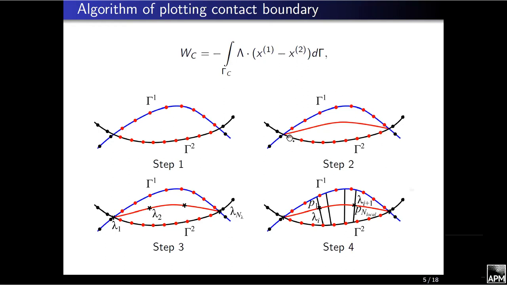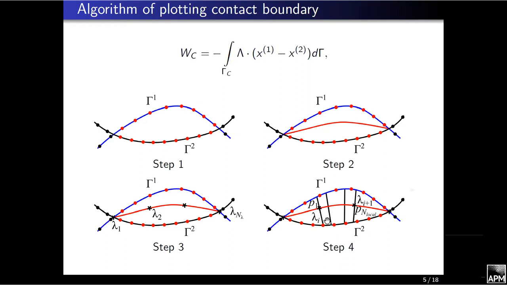They are the red ones on the slide. Then we construct a contact boundary using these contact points as a middle line between them. Then we introduce Lagrange multipliers, as many as we want. And finally, we split our contact boundary into segments. We call them contact intervals. And on each contact interval, we use a quadrature formula.